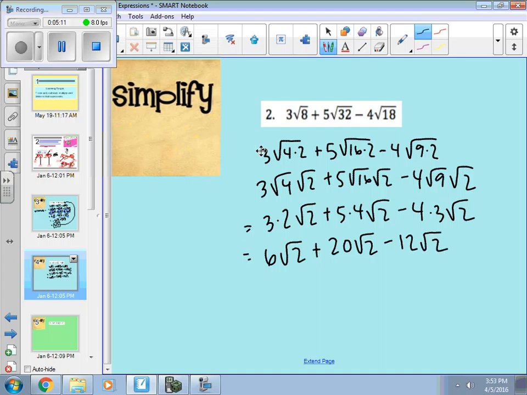6 plus 20 is 26. 26 minus 12 gives us 14 square roots of 2. That would be the final simplified answer. Hopefully you got to that part.